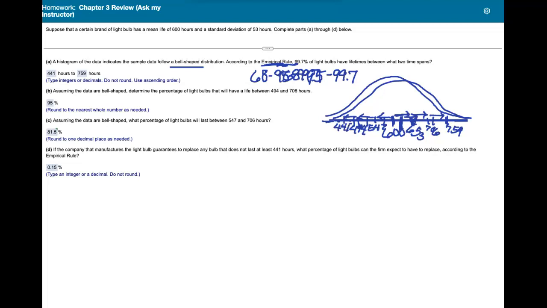Now, going back to the 68, 95, 99.7 rule, what that says is that within 1 standard deviation of the mean, so that means 1 standard deviation to the right and to the left, we're looking at this area under the curve. That area is going to be 68%. So 68% of the data falls between 547 and 653.